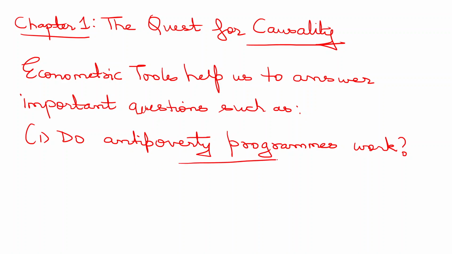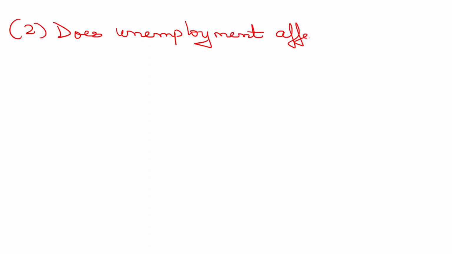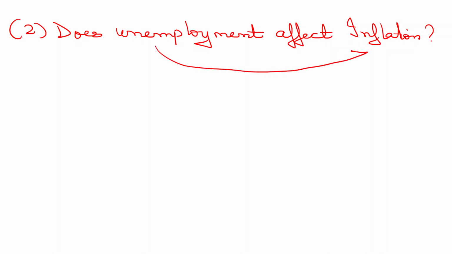Between an anti-poverty program, let's say NREGA, and we want to see whether it has an impact on raising people's standard of living. So we want to establish a causal link between an anti-poverty program such as NREGA and people's standard of living. Another example could be, does unemployment affect inflation? So here we want to see the existence of a causal link from unemployment to inflation.